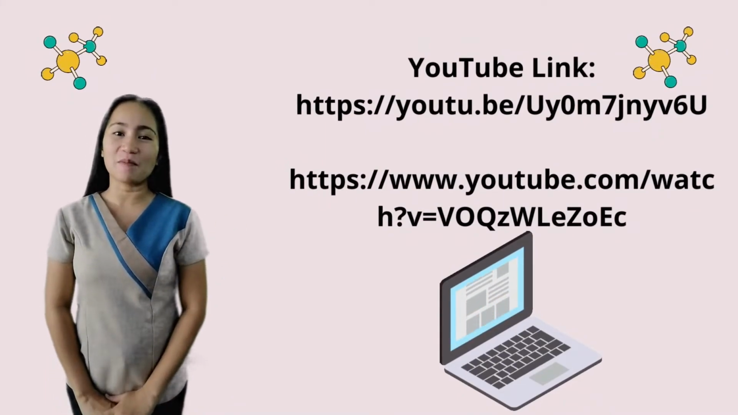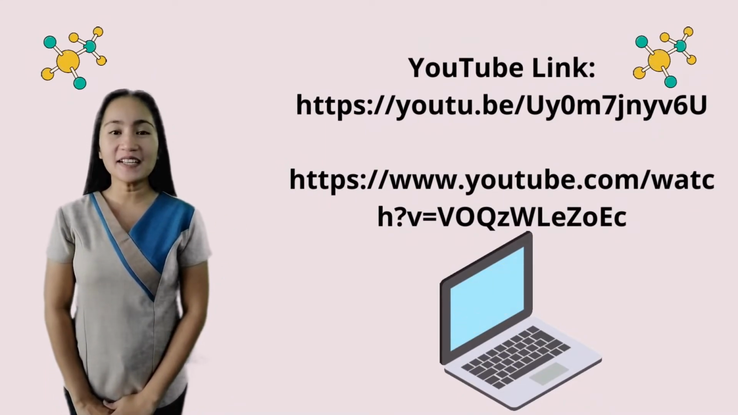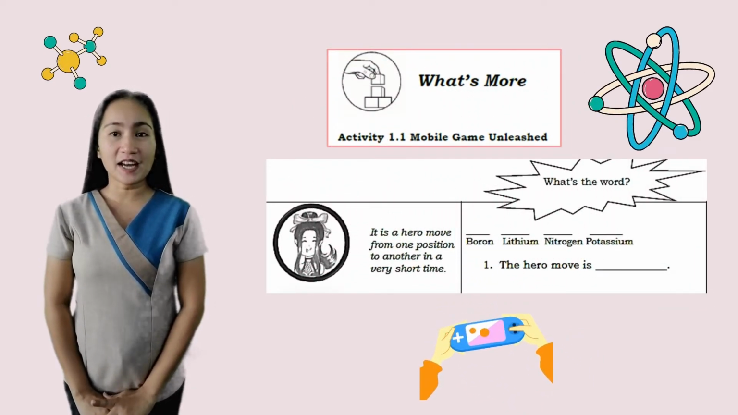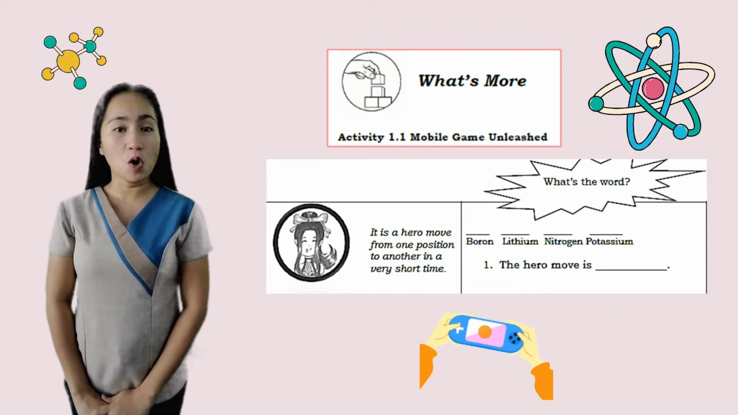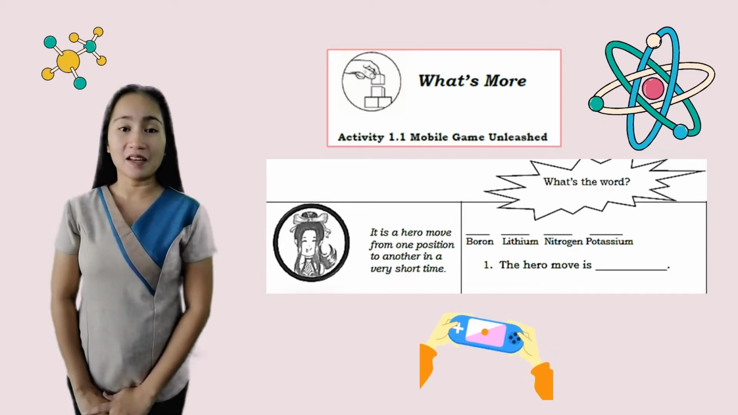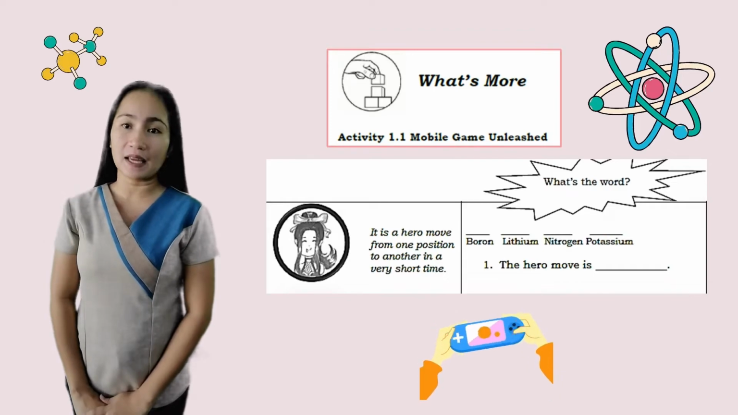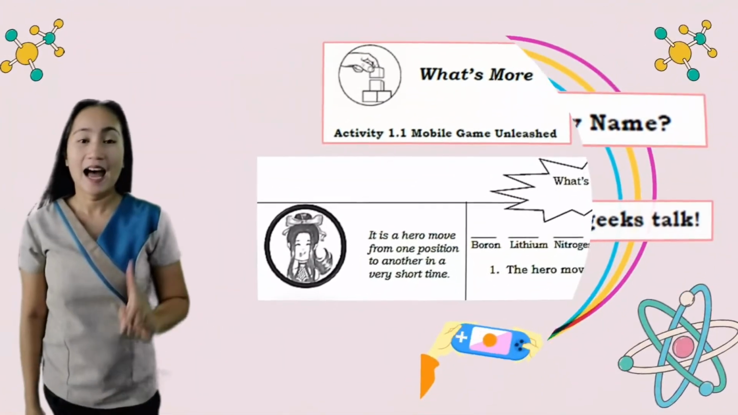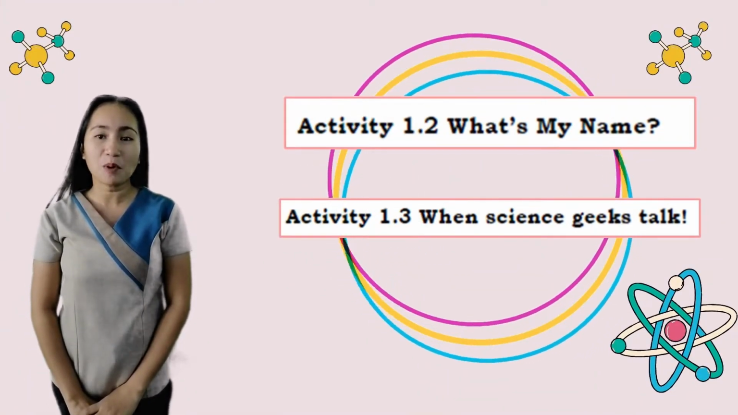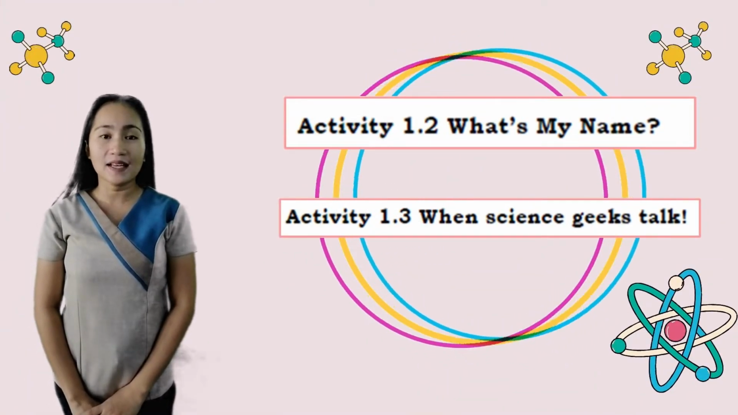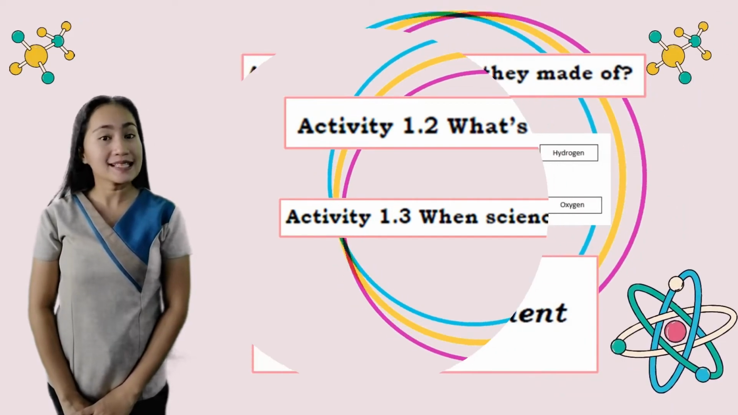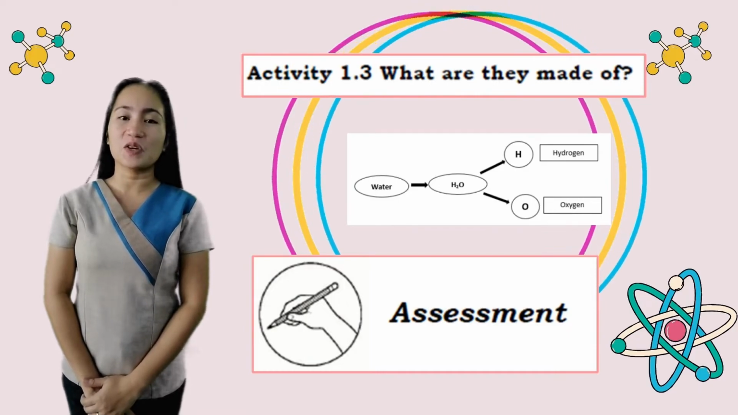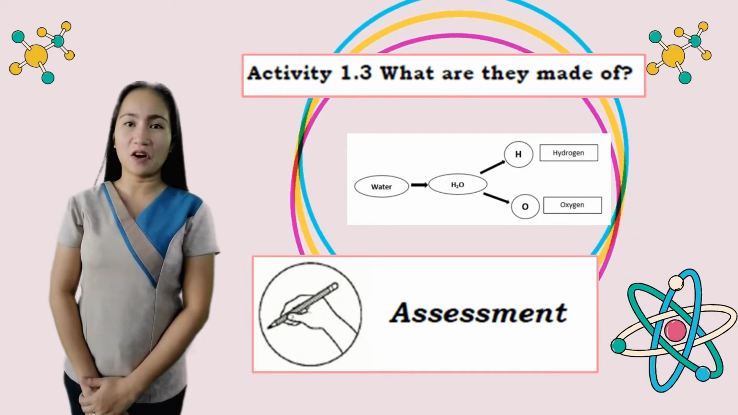Now that you already know about elements and compounds, you are now ready to answer the activities of your module. Don't forget to answer the What's More mobile game, Unleash. Here, you will write down the element's name for the words commonly used in the mobile game. Answer also activity 1.2, What's My Name, and activity 1.3, When Science Beats Talk. Also, answer activity 1.3, What are they made of?